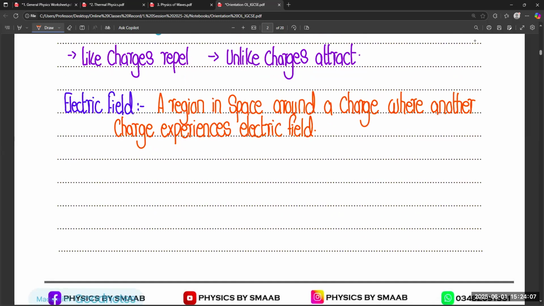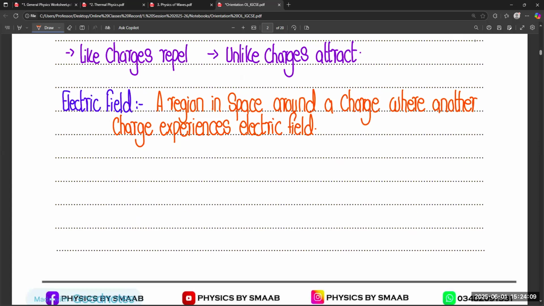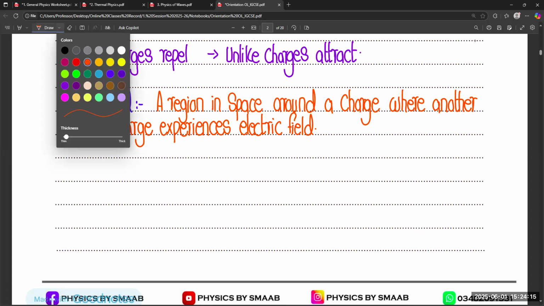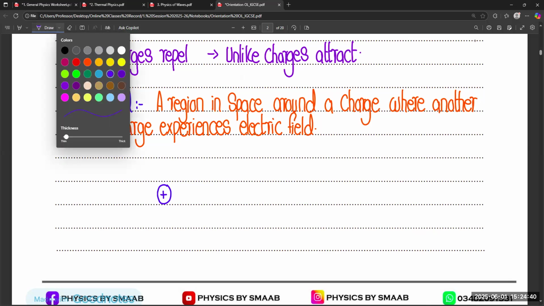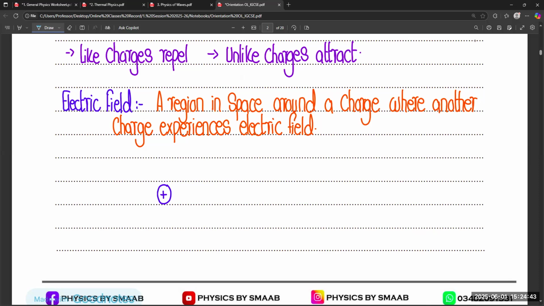So electric field is a region in space around a charge where another charge experiences a force. For example, if we place a positive charge, the representation of the field lines is also important, because in our paper sometimes they ask us to complete the diagram, to draw the diagram of this charge with its field. So the diagram is also important for electric field. First of all, if we consider a positive charge, in the surrounding of the positive charge we have to draw field lines in this way.